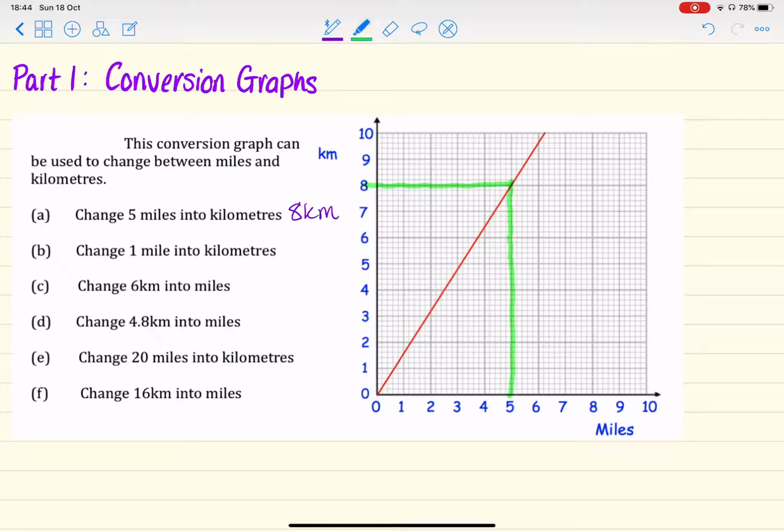The next one, 1 mile. I find my 1 mile, and I go up and across, about 1.4. The next one, I'm going from kilometres to miles this time, so I'm going to go in the other direction. I go across from 6 kilometres and down to about 3.8 miles.